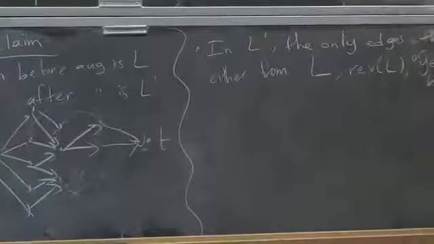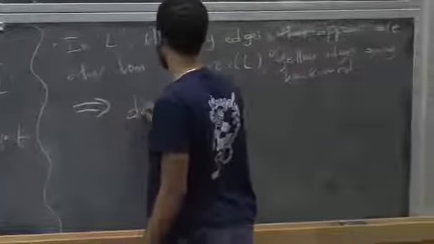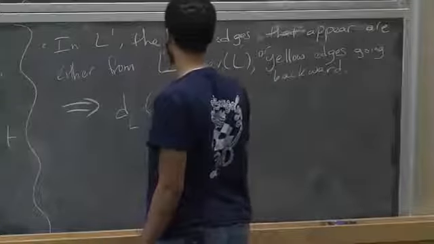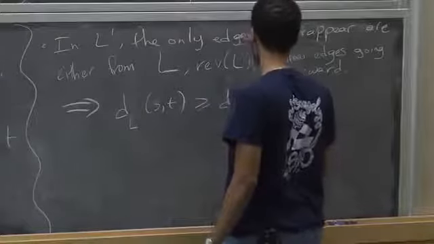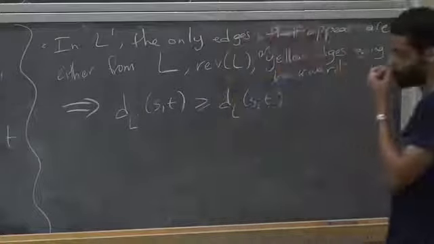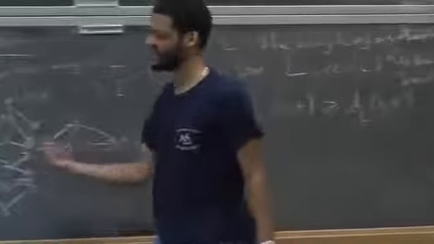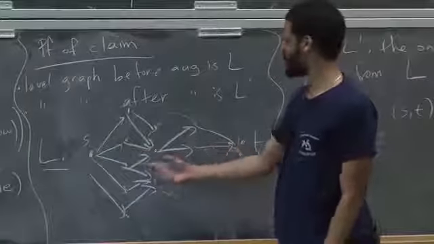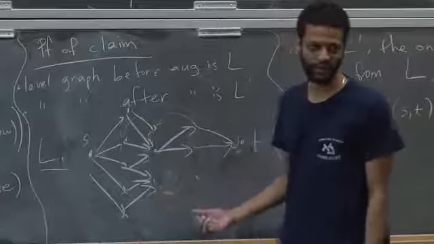Okay. So what does this imply? This implies that the shortest path distance in L prime between S and T is at least the shortest path distance in L from S to T. If you imagine looking at this graph and you're trying to get from S to T as fast as possible, it doesn't ever help you to take a yellow edge or to take a reverse of one of these white edges, right?